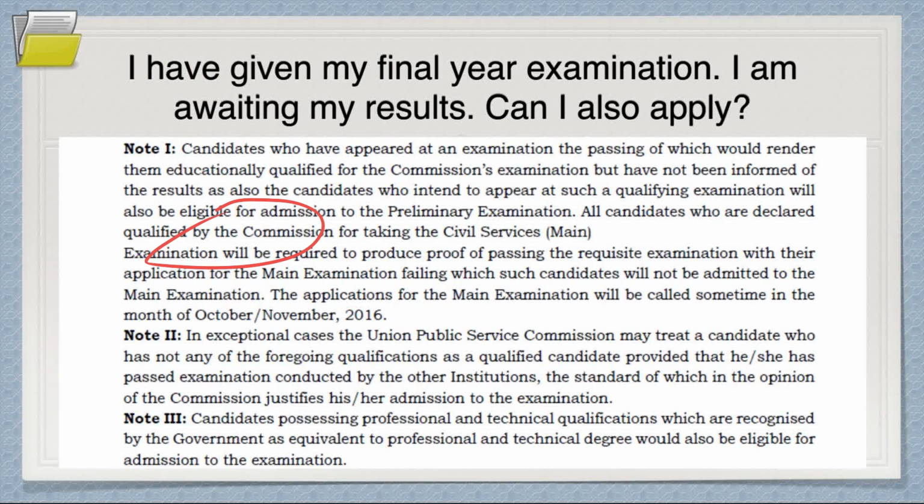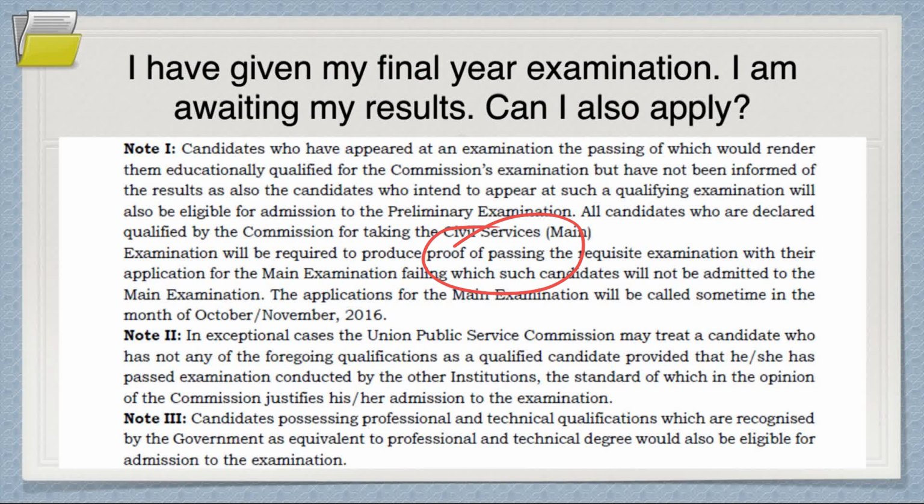So if you have just given your examination and you pass out, by the time all candidates who are qualified by the commission for taking civil services mains, they will be required to give the proof of passing. So if you have appeared in the final year examination, let's say in May 2016, and you give your prelims in June 2016, your result has to come out before the mains in October 2016, otherwise you will be ineligible. Is that understood? Your result has to come out and you need to provide proof of passing.